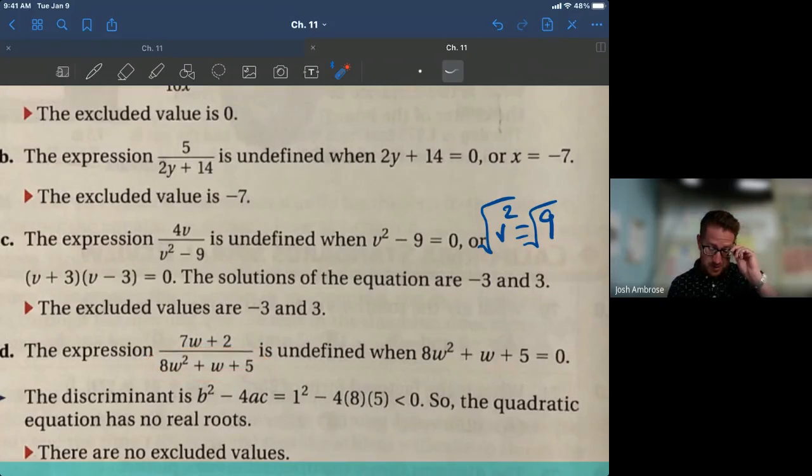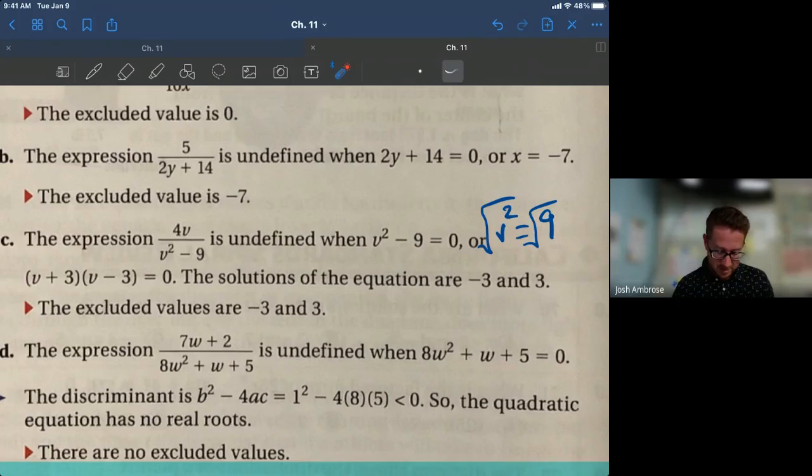Now, example D right here, that one is a trinomial. And as we've learned in the last chapter, chapter 10, trinomials, we could try to factor that, or we could try to use the quadratic formula to solve it. Either way, it's beneficial to try one of those methods.